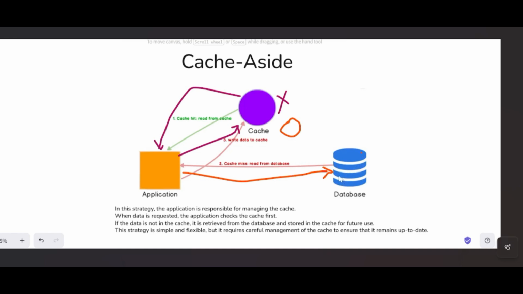And it will also update the same data here in the cache as well. So this is the simple approach in the case of cache-aside reads. So let me clean all this.